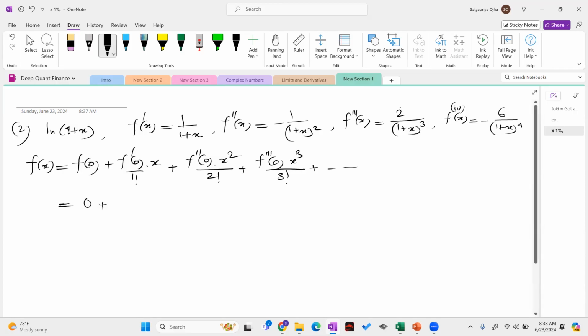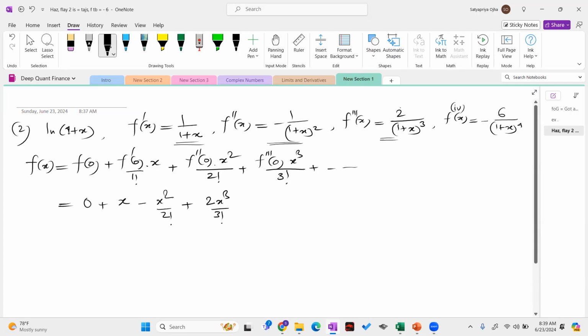Derivative, we already calculated the derivative here. Put x equal to 0, you get 1. So x divided by 1 factorial, that is x. Double derivative is here. Put x equal to 0, you get minus 1. So minus x square by 2. 2 factorial is 2, okay? Plus triple derivative here. Put x equal to 0. You get 2x cube by 3 factorial.